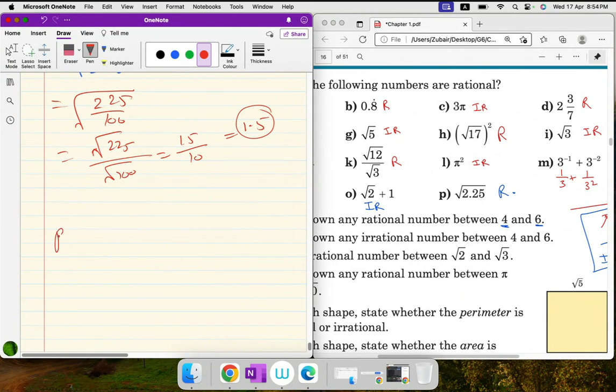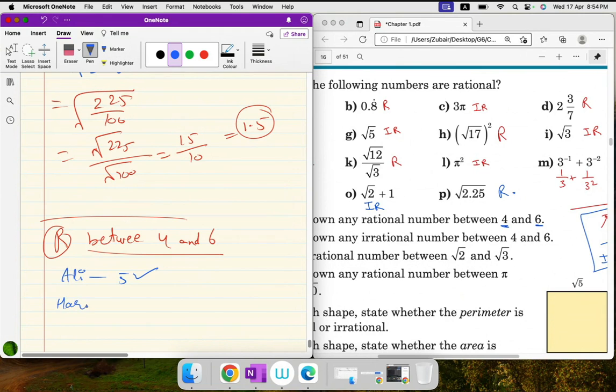Number between 4 and 6. Rational. Between 4 and 6 there are infinite numbers.